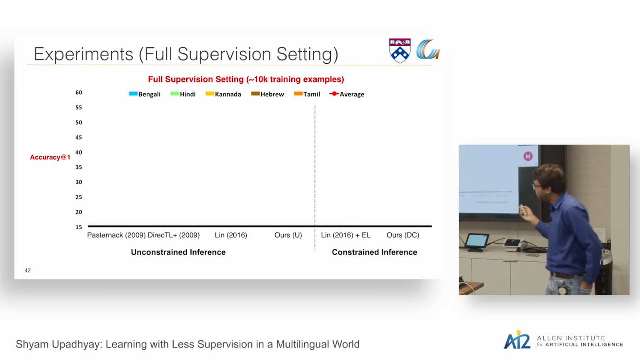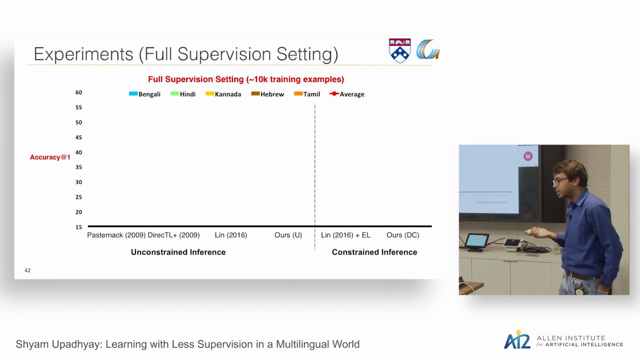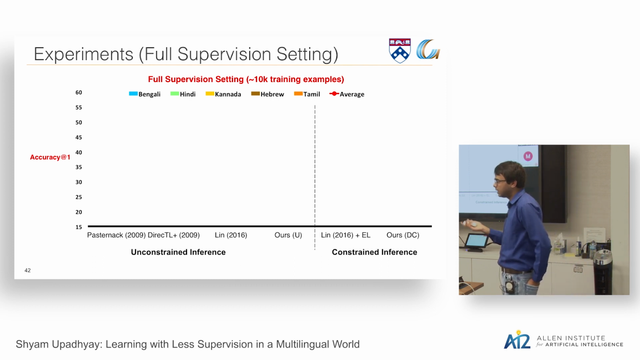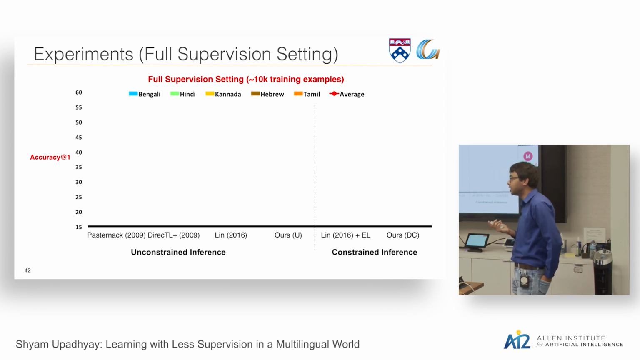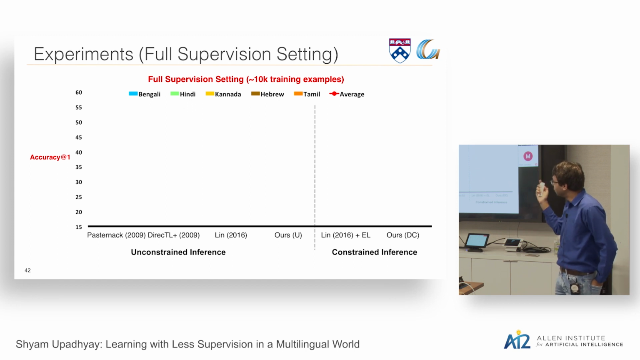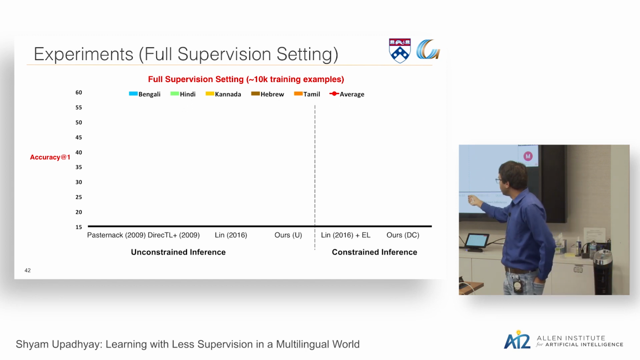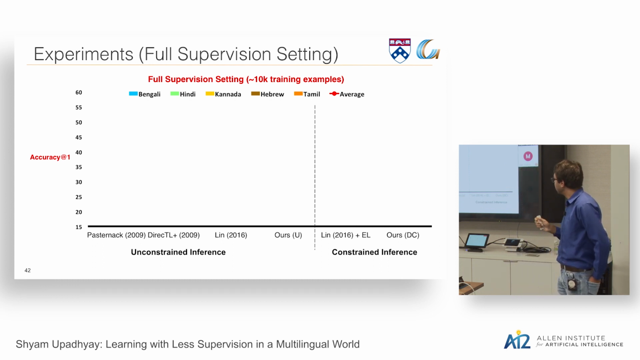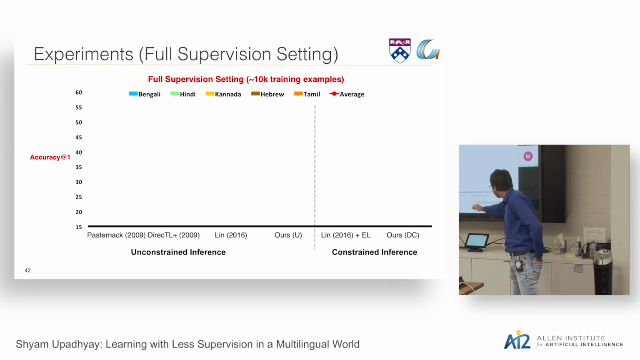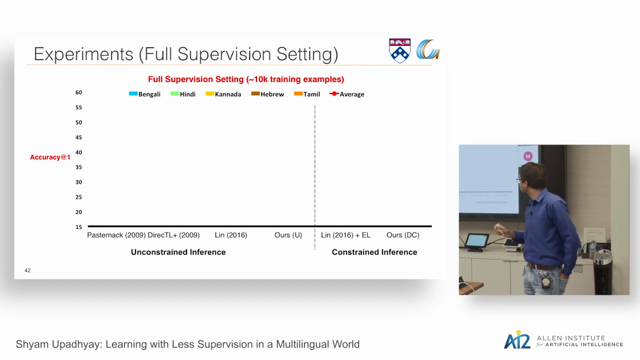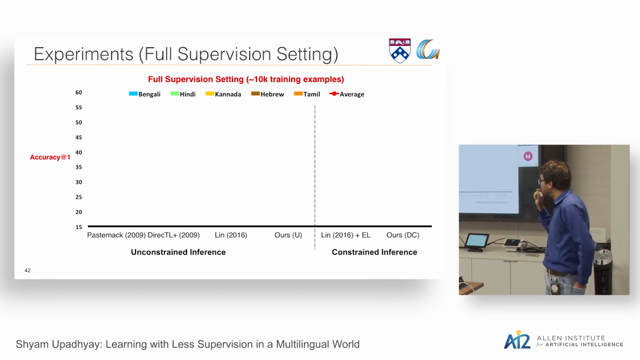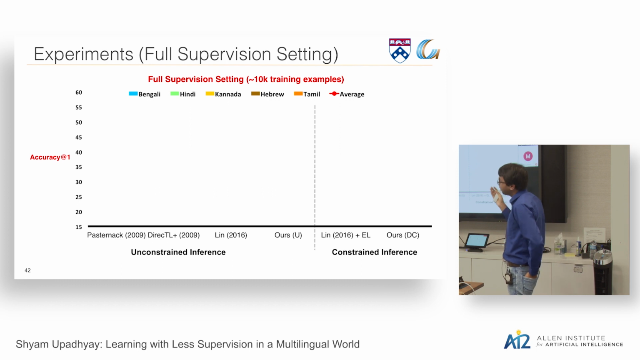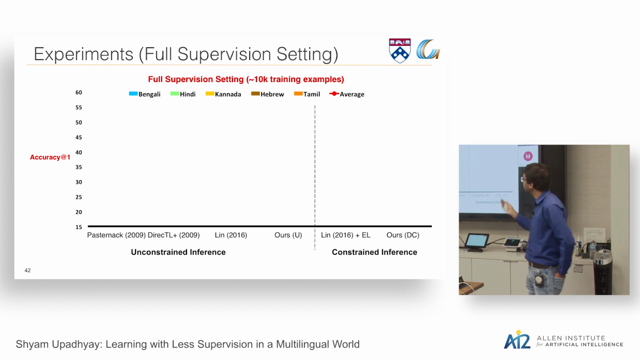Okay, so the first experiment is the experiments in the full supervision setting, and this is to evaluate how good the generation model is. Here I'm going to plot the accuracy at 1 on the y-axis, and the different model variants are on the x-axis, with our model in both the unconstrained inference and the constrained inference setting. And this evaluation is on 5 languages with different writing scripts, so Bengali, Hindi, Kannada, Hebrew, and Tamil.